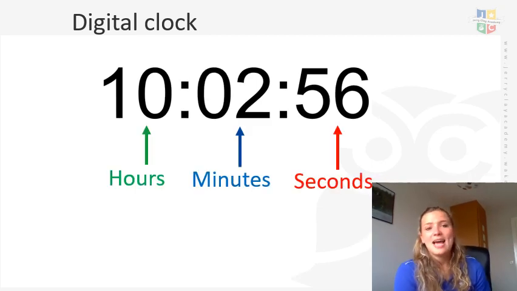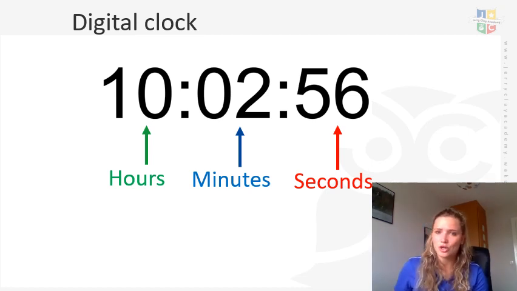So if you said that the 10 was the hours, the 2 was the minutes and the 56 was the seconds, you are correct, because on a digital clock the first number you see will be the hour, so what hour it has passed. The second section after the colon is the minutes, so how many minutes it has passed the hour, and if there is another colon and some more numbers, these will be your seconds, because these will count up and then go on to the minute.